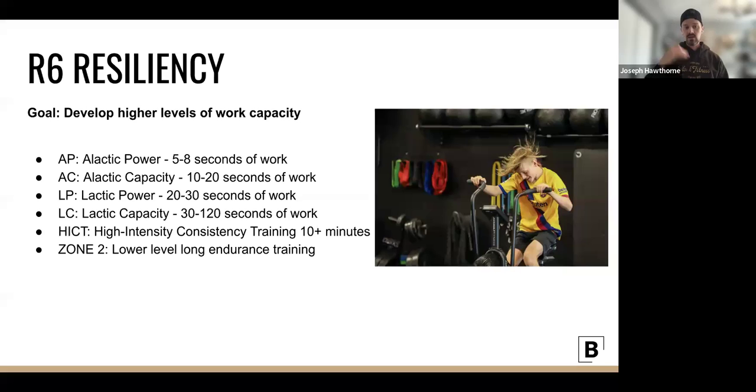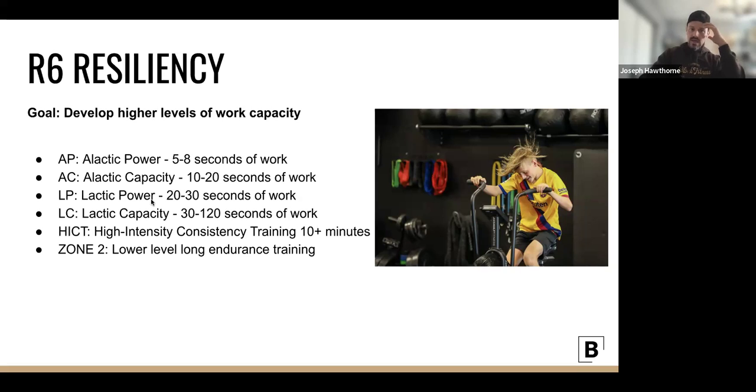Of course, then it goes up from there into more the lactic power, which is where most of your interval training groups and such tend to be, 20 to 30 seconds, and lactic capacity of 30 to 120 seconds. And so you can see how a lot of this is correlated, honestly, with your lifting. It's just that it's going to use different tools and modalities to hit it from a different way. So yes, 20 to 30 seconds, lactic power, you're going to be doing power training.